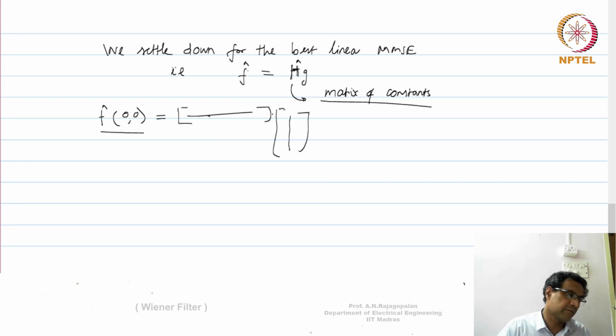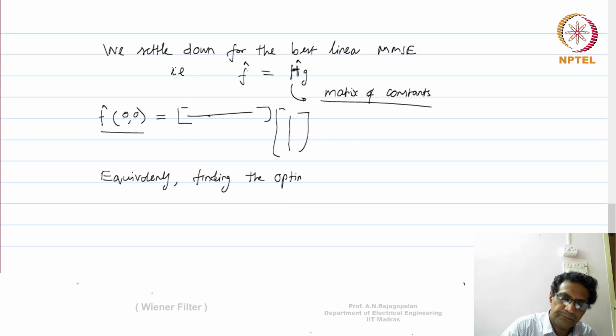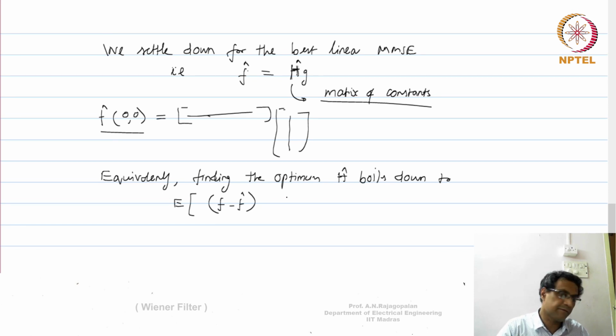And we know that equivalently, finding the optimum H hat boils down to the condition: expectation of (f minus f hat) g transpose is equal to 0. Remember, f is a vector, f hat is a vector, g is a vector. Now this is a matrix, a matrix of zeros.